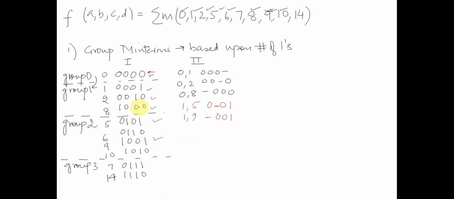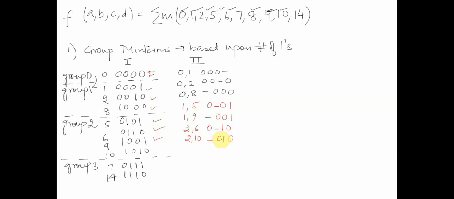Let's go to 2. 2 and 5, no, more than one digit differ, so we can't do 2 and 5. How about 2 and 6? We can combine 2 and 6, because exactly the second bit differs, the rest is the same. So 2 and 6 will be something like 0 hyphen 1 0. How about 2 and 9? More than one digit is different, so 2 and 9 doesn't form a combination. 2 and 10, yes, they form a combination with the first digit being different.